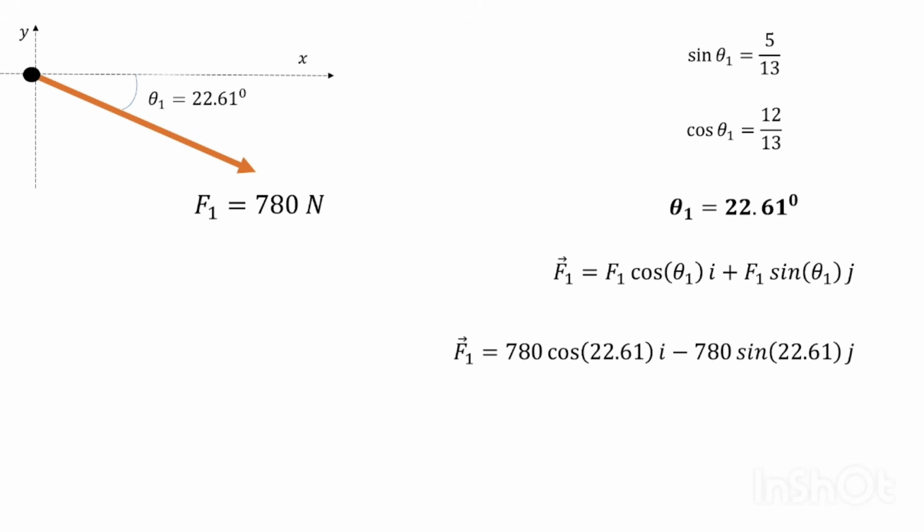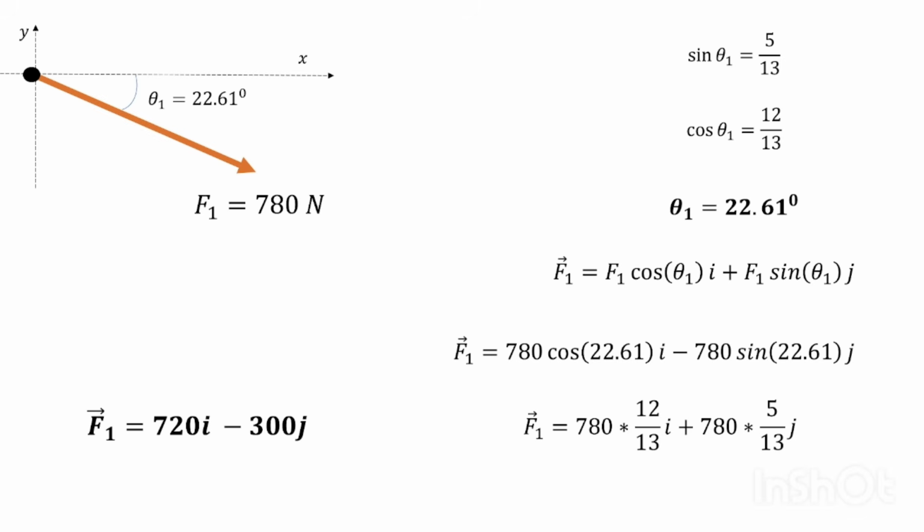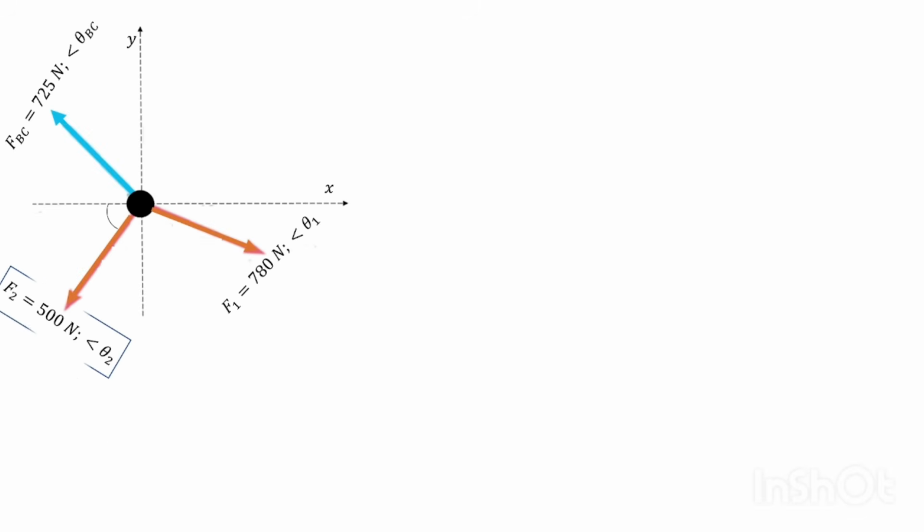So as you can see, the arrow is pointing downwards in the y-axis, or possibly for the x-axis it's pointing rightwards. That's the direction of the x-axis. So it is important that I take into recognition the sense of a force when we are doing our resolution. If we evaluate this, we're going to get 720i minus 300j. So basically, we are done with the first force.